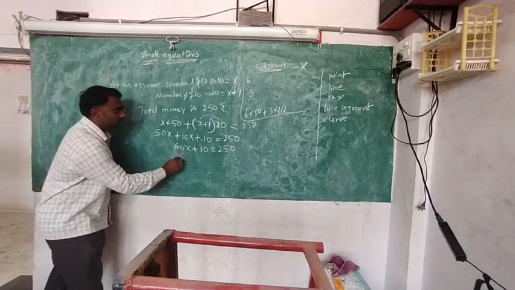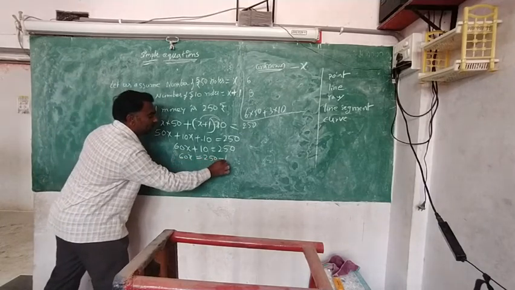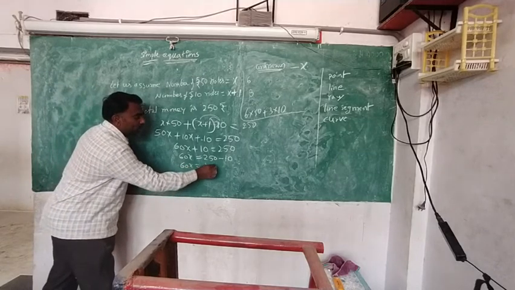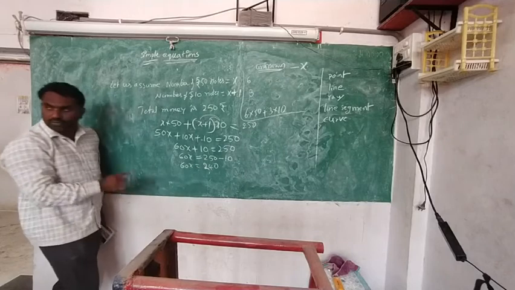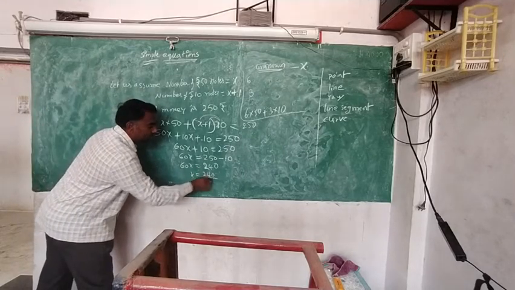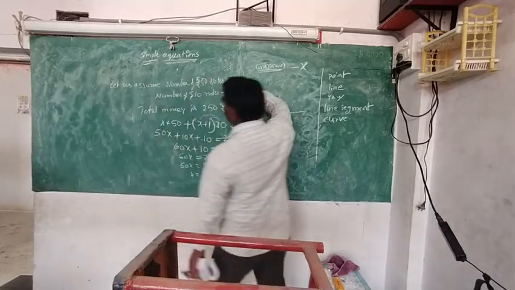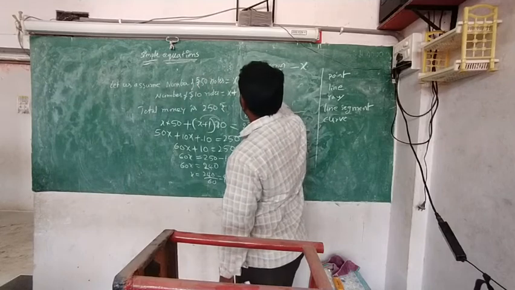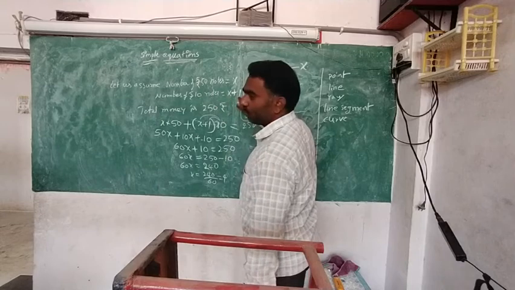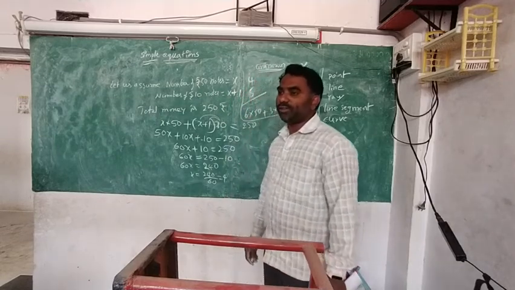Now what should we do? 60x is equal to 250 minus 10. 60x is equal to 240. Now 60 is multiplying here, so it will be divided. What do we get? 4. So x is 4. The 50 rupee notes are 4. The 10 rupee notes are 1 extra, which means 5. Okay? Do you understand?